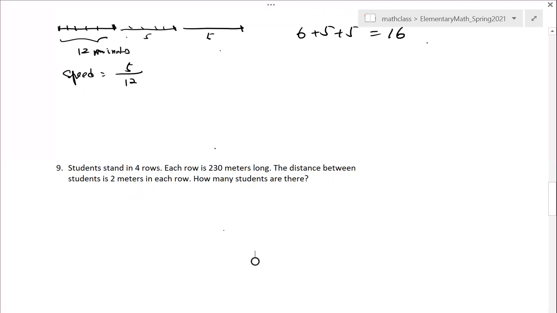What do you have to find out? There are 4 rows here, right? 1, 2, 3, 4. If you want to count the number of students total, you just need to figure out the number of students in each row. That's my hint. Okay, please go ahead and do it. All right.